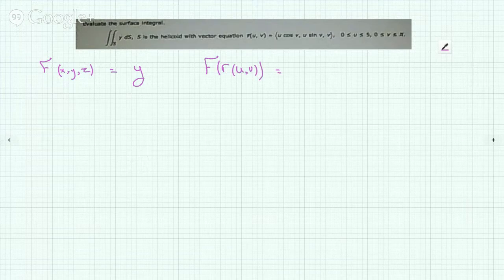So in other words, I go to my F and I replace X, Y, and Z, if there's any, with their corresponding components in u and v. And in this case, I only have Y, and Y is u sine v, so this will just be u sine v.